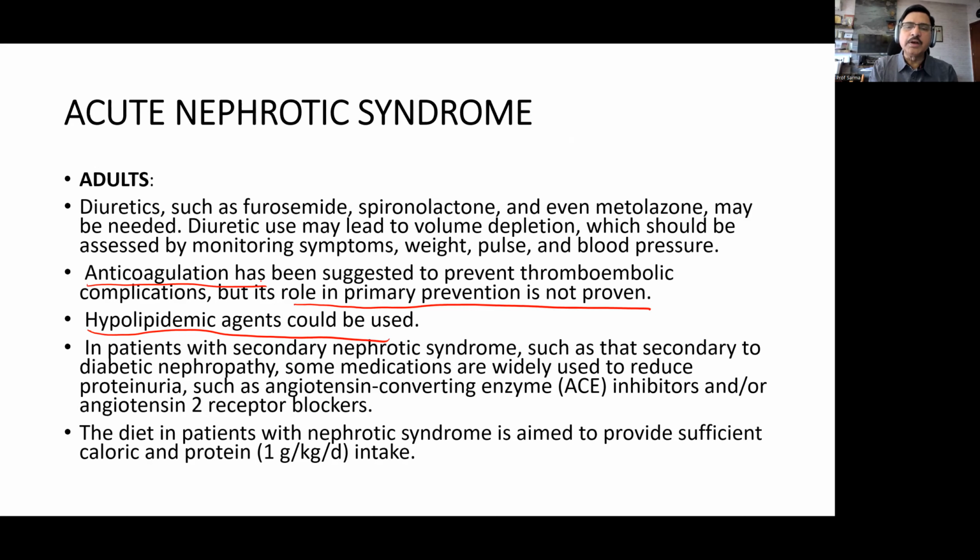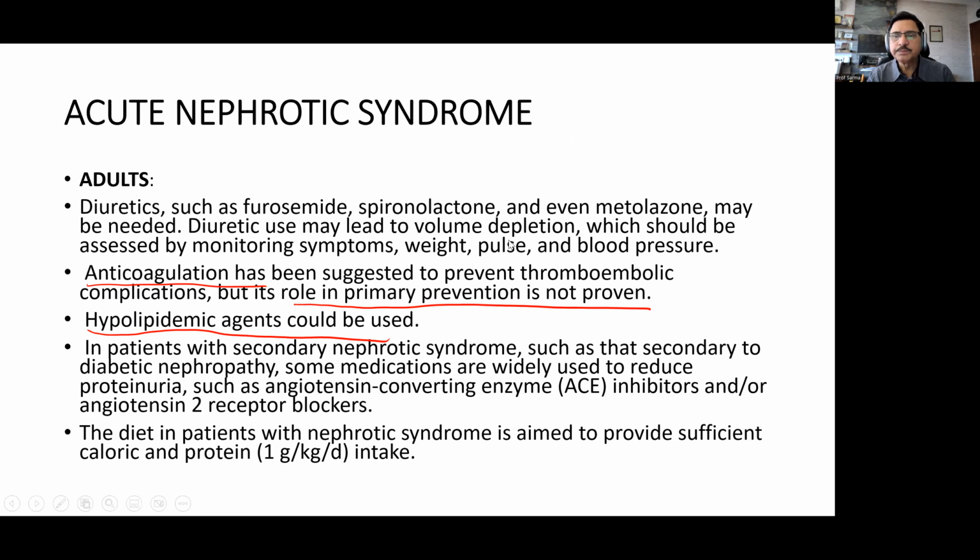Suppose you have DVT or pulmonary embolism or renal artery or vascular thrombosis, then you can give it. Otherwise, not required. And drugs to reduce cholesterol, triglycerides are not needed. Treat the nephrotic syndrome, improve the protein, automatically hyperlipidemia is corrected. You don't require routine administration of hypolipidemic agents also. That's also important.